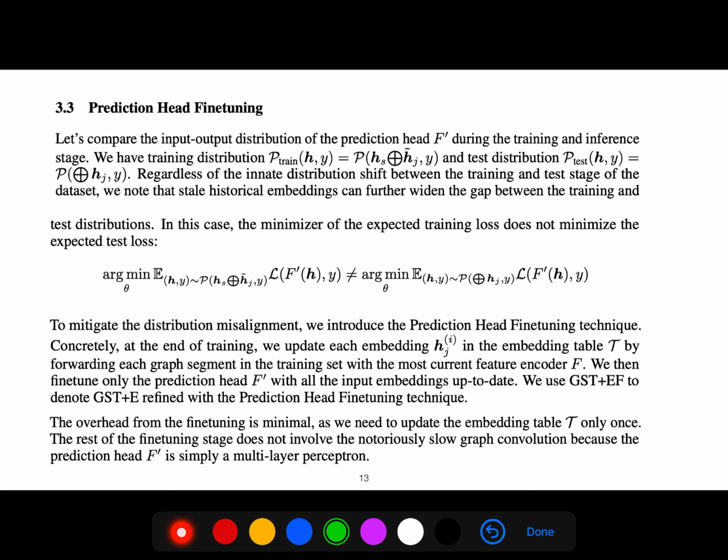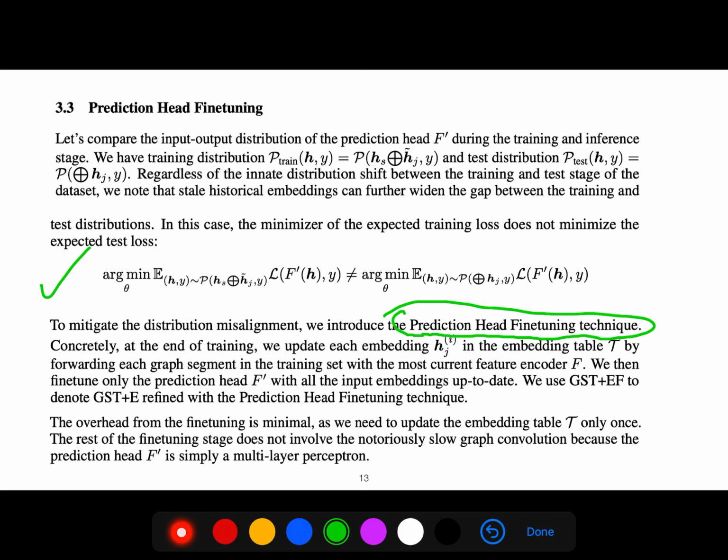So let's compare the input-output distribution of the prediction head f prime during the training and inference stage. We have the training distribution and the test distribution. Regardless of the innate distribution shift between the training and test stage of the dataset, we note that stale historical embeddings can further widen the gap between training and test. So in this case, the minimizer of the expected training loss does not minimize the expected test loss. So to mitigate this distribution misalignment, we introduce the prediction head fine-tuning technique.